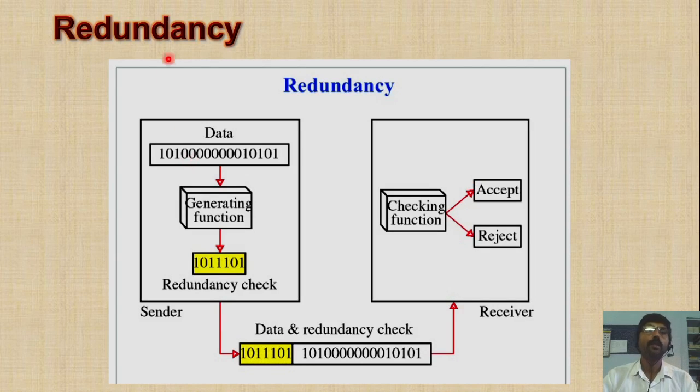So what is the need for this redundancy? When you are transmitting data from the sender, if the data is not received correctly, the data packet has to be retransmitted from the sender. So attaching a small redundant bit is better than retransmitting the entire data packet. For that reason we are using redundancy.